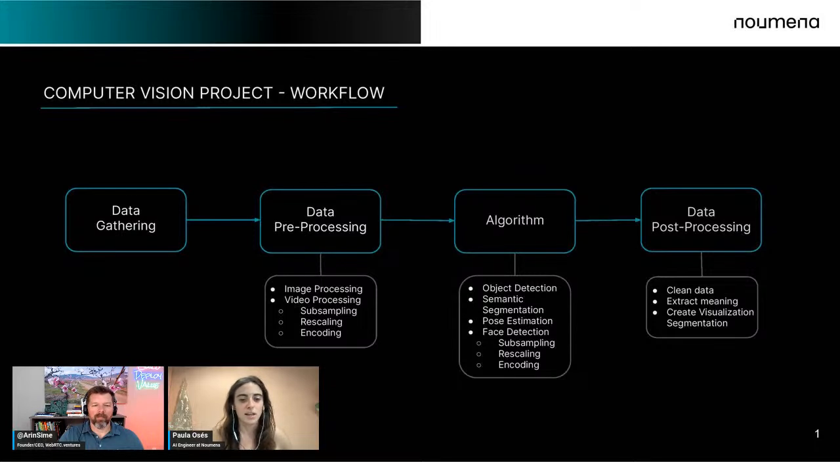At the beginning, we always try to do some image processing, sometimes just to calibrate the color of the images, so all of them have the same tone, which makes it easier for the algorithm to detect the objects. A lot of the cameras also have a fisheye effect, so we calibrate this distortion as well, so you don't have weird shapes moving. And then you do some video pre-processing.